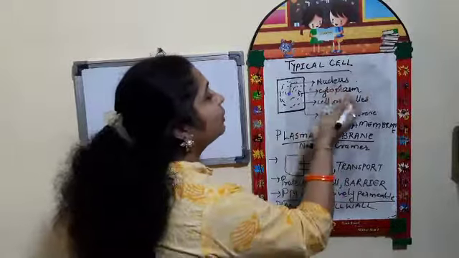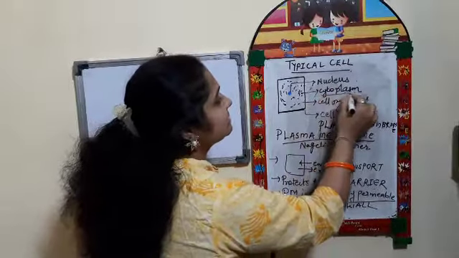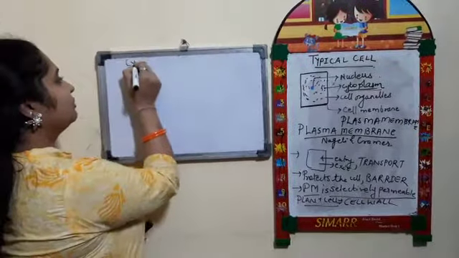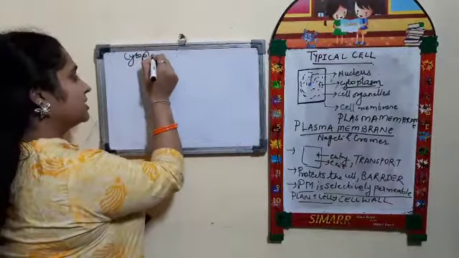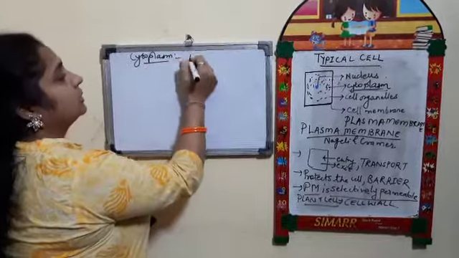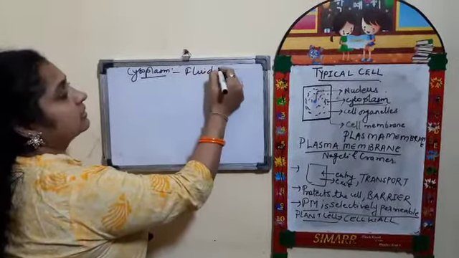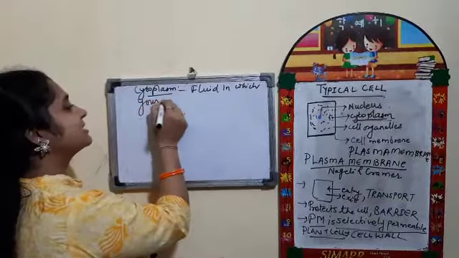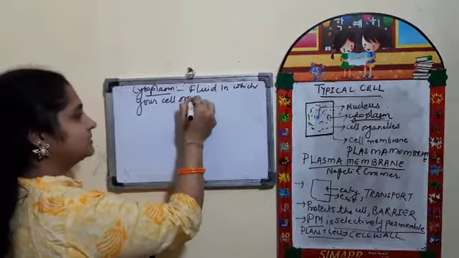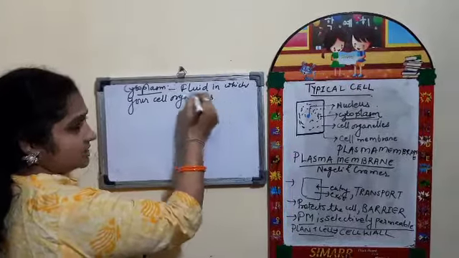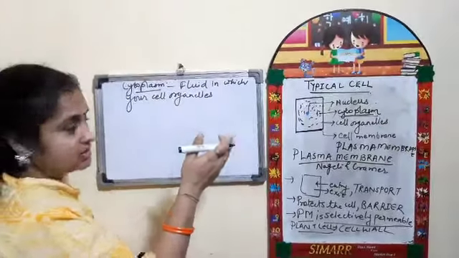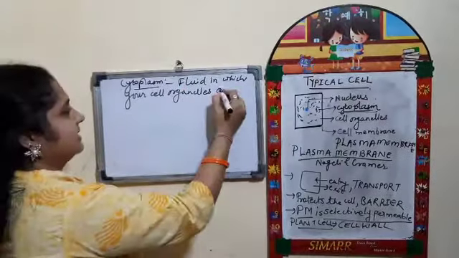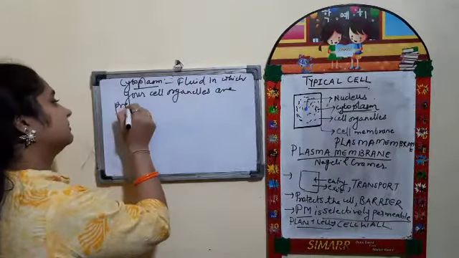Now, if you go further, there is a term called cytoplasm. What is cytoplasm? Cytoplasm is the fluid in which your cell organelles are present, because they move here and there to perform their functions. So it is the fluid in which the cell organelles are present.